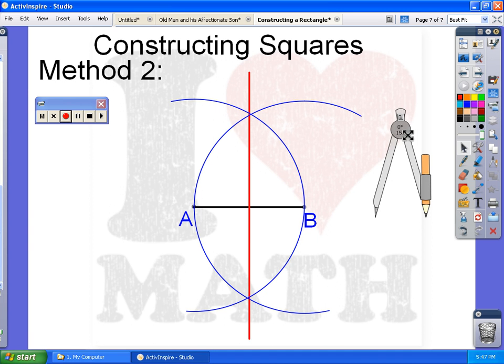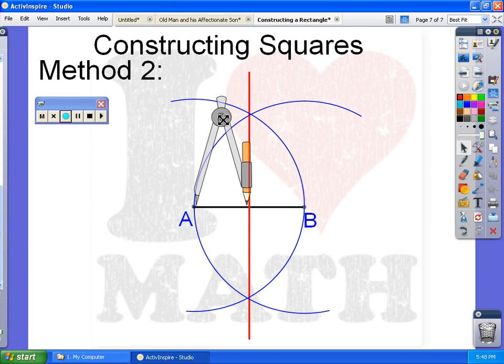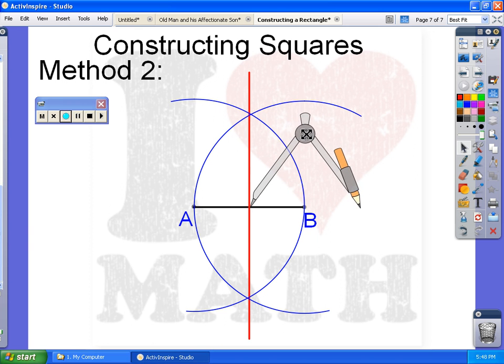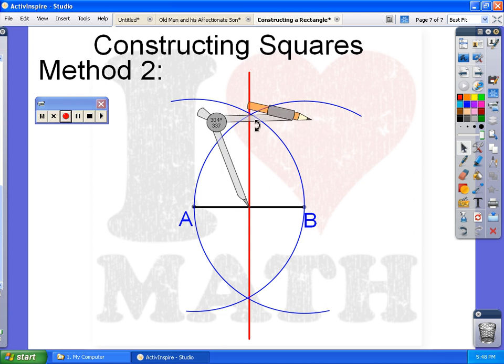Now that I've created these arcs, I'm going to again take my measurements. Extending from point A to point B, I'm again going to use this as a reference for later on. I'm going to place this now at the midpoint of the intersections, rotate my compass around, and draw in a new arc.